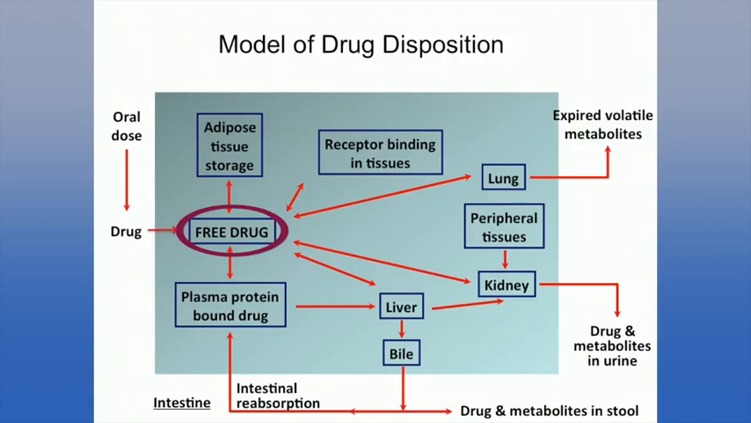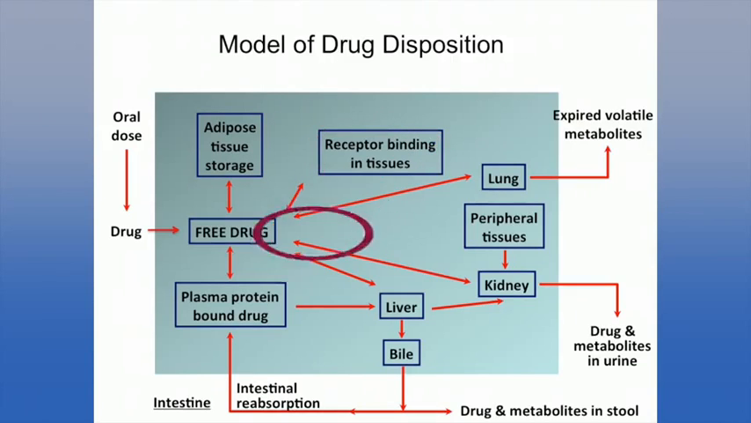plasma. The drug may go through a variety of different routes. It can be bound to plasma protein, shown here. It can be stored in adipose tissue, shown here. It can be bound to receptors, which we haven't yet talked about. And receptors are typically where we want the drug to go. So binding to receptors in target tissue.